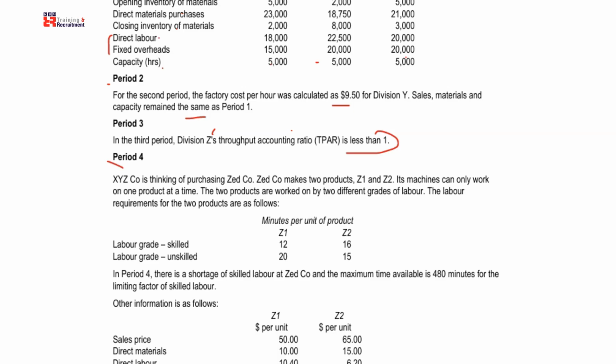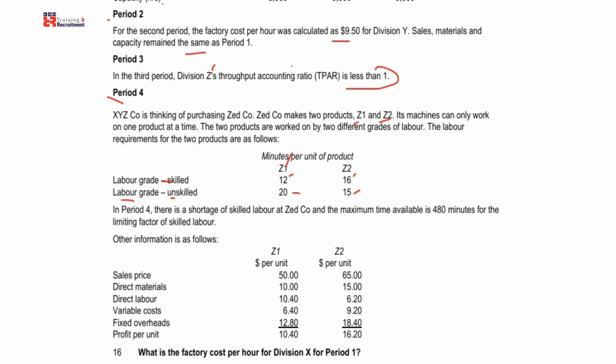Period 4, XYZ company is thinking of purchasing Zco. Zco makes 2 products, Z1, Z2. Its machines can only work on 1 product at a time. The 2 products are worked on by 2 different grades of labor, skilled and unskilled. For Z1 you need 12 minutes skilled and 16 for Z2, and unskilled 20 for Z1, 15 for the other one. In period 4, there is a shortage of skilled labor. Skilled labor is the shortage.